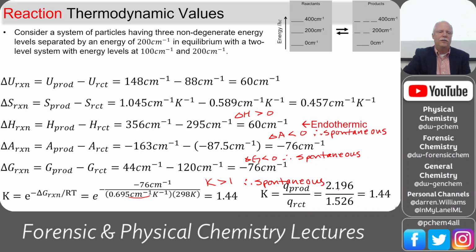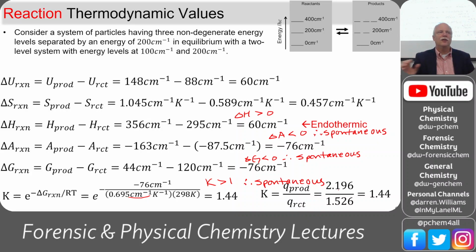So we call this positive delta H endothermic because the heat is going into the reaction. In order to get that enthalpy to go uphill and the internal energy to go uphill, it takes in heat from the surroundings. So it's endothermic to get these molecules to go to the products.